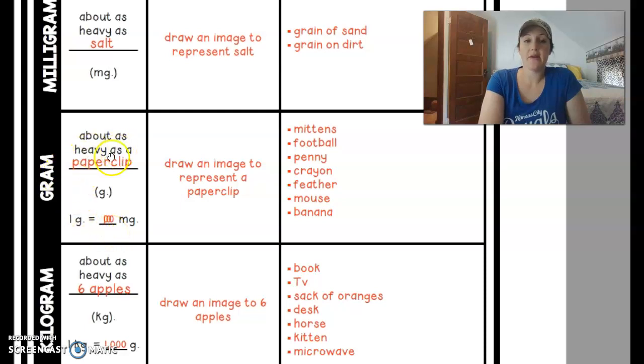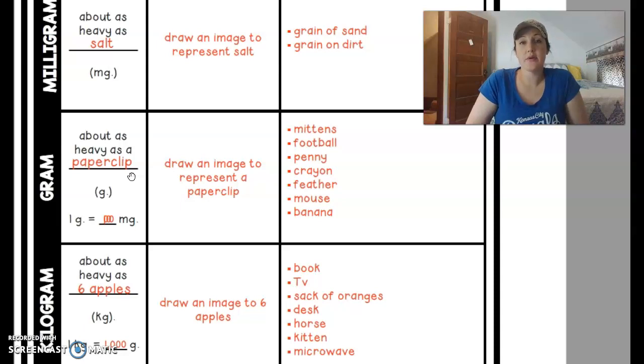And a gram is about as heavy as a paper clip. So think about the paper clips that we have on our papers. That's a gram. It is not very big. So think about how many little tiny pieces of salt it takes to weigh as much as a paper clip. 1,000. And then go ahead and draw a picture of a paper clip.